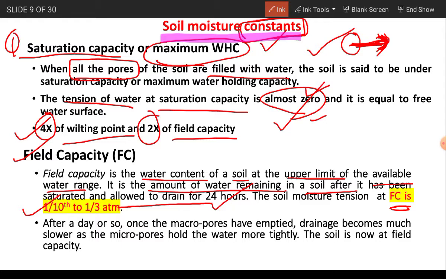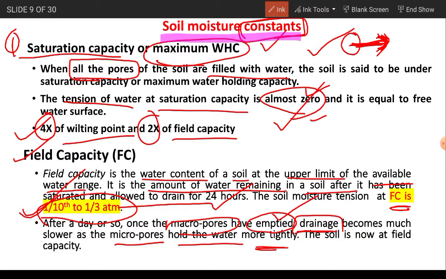Okay, this is important, guys. After a day or so, once the micropores have been emptied under the action of drainage due to gravity, the micropores hold the water more tightly. This is called field capacity. This is the upper limit of available water.